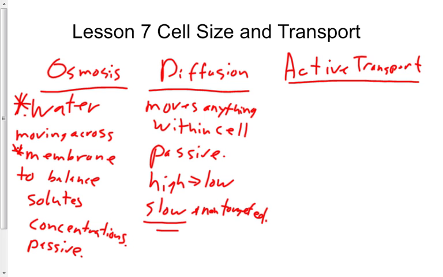It's slow over large distances. Is the distance inside of a normal-sized cell very far? No. Okay, so it works just fine because your cells are microscopic and diffusion works great over microscopic distances.